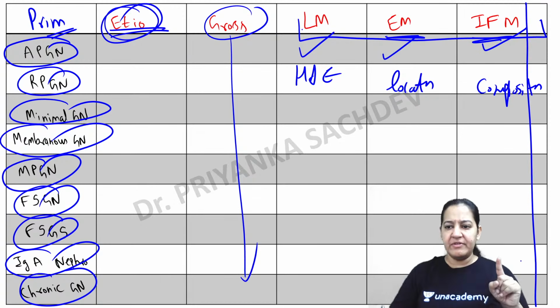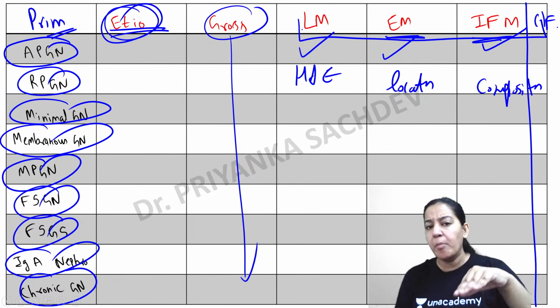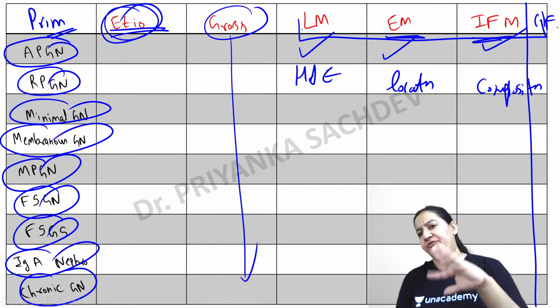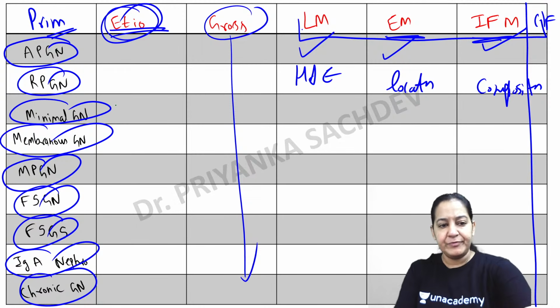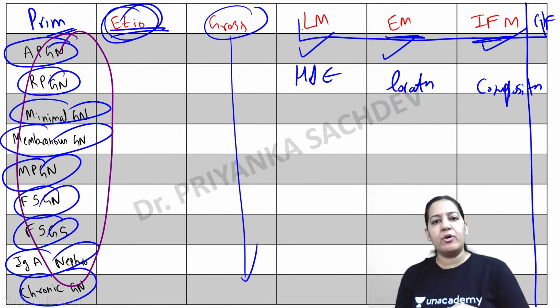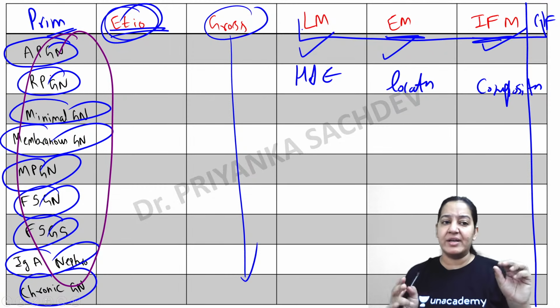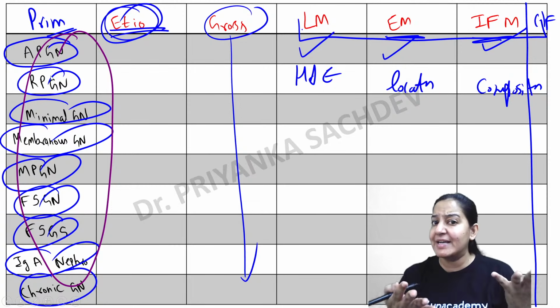After that, one more column we have created, clinical features, in which I always used to tell you which glomerulonephritis presents as nephritic syndrome and which glomerulonephritis presents as nephrotic. So among this list, you must know which of them are nephritic, which are nephrotic, and which are both. It is always important to know which of the glomerulonephritis present as nephritic and nephrotic syndrome.